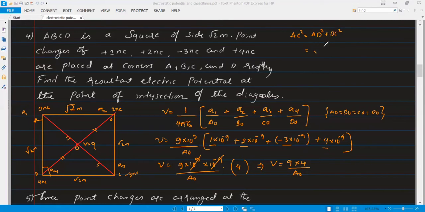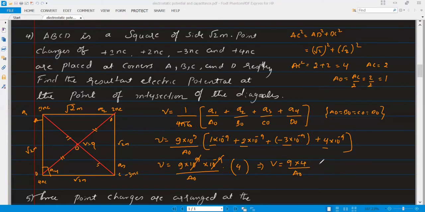Now its value is given as √2, its square, plus this is also √2, its square. So this is going to be 2 plus 2, and this is going to be 4. So AC square is 4. That means AC is equal to, this is nothing but 2. √4, that is 2. So AC is equal to 2. AC is equal to 2, but what we need is AO. So what do we do, AO is nothing but half of AC, that is AC divided by 2. So this is going to be 2 divided by 2, and this is going to be 1. That means its value is 1.